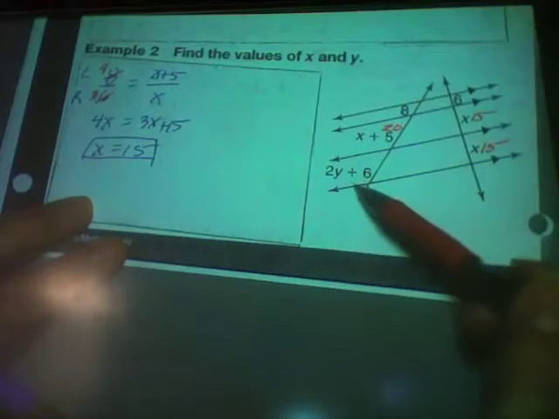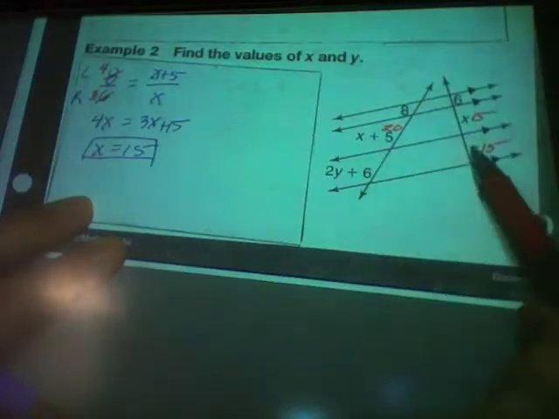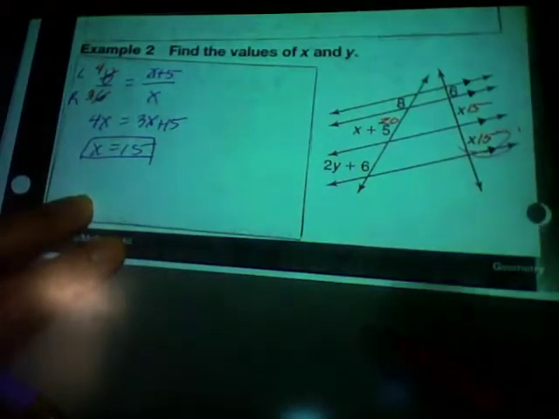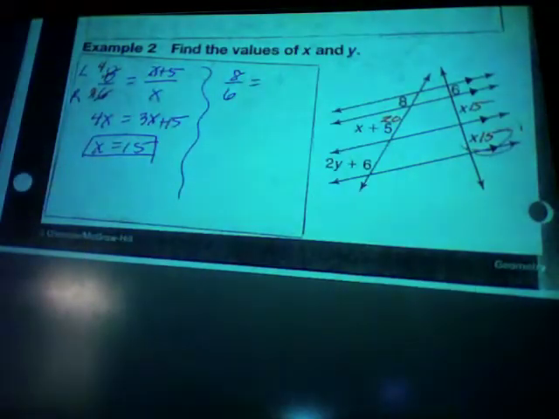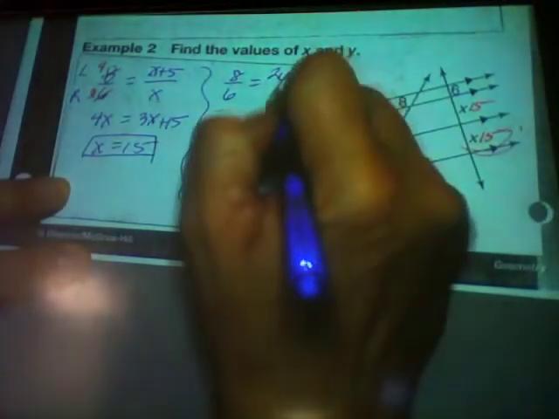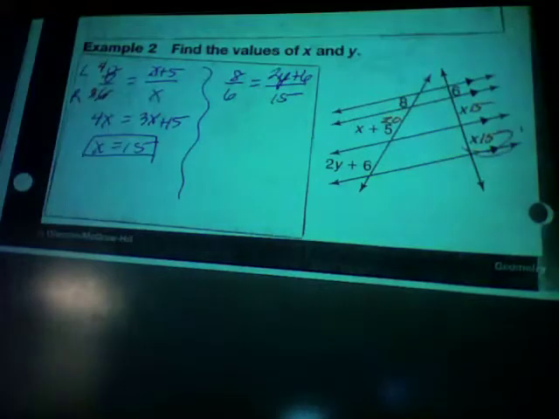So then if I have to find y, I'm still going to use 8 and 6 because I might have made a mistake here. But I'm still going to have to use that one right there. So hopefully I didn't make a mistake. So for my second proportion, 8 is to 6 as what is to what? Yep, 2y plus 6 is to the 15. So you cross multiply and solve that on your own.